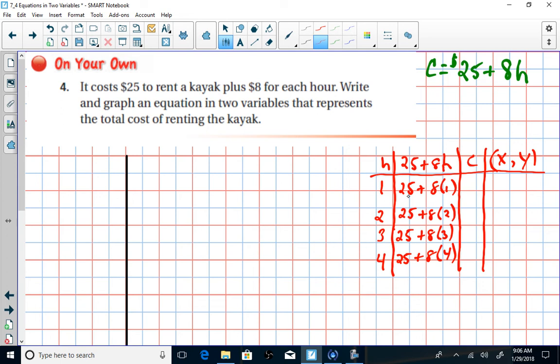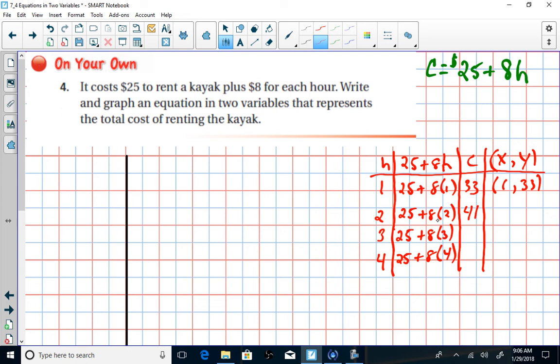8 times 1 is 8. What is 25 plus 8? Well, 25 plus 8 is 33. What's my ordered pair? My ordered pair then is 1 comma 33. 2 times 8 is 16. Well, what's 16 plus 25? That is 41. Notice we have to use the order of operations here.